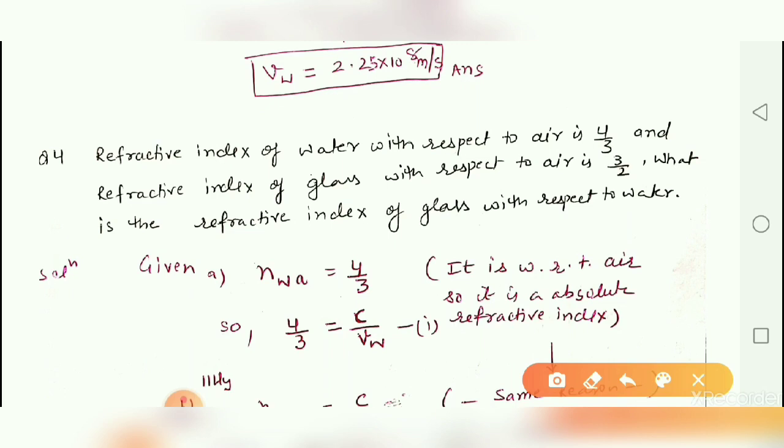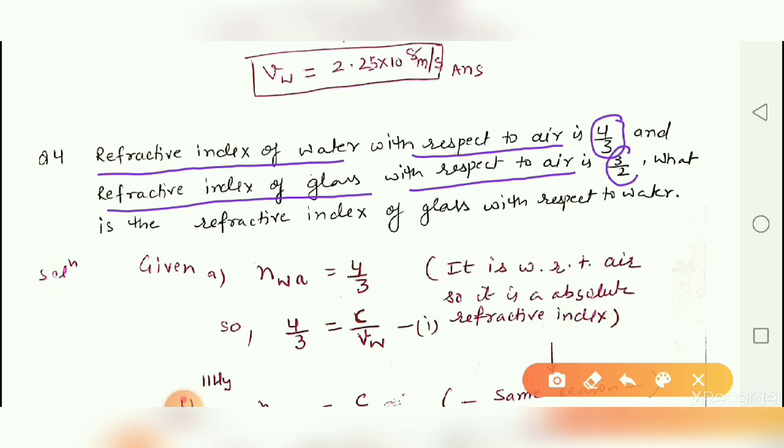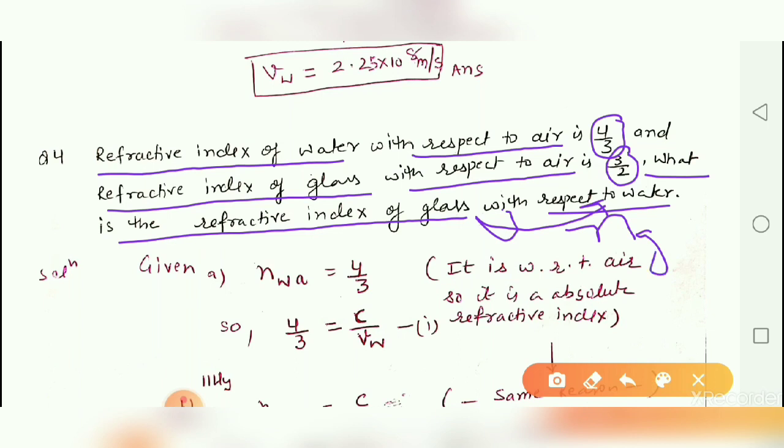The next question is the refractive index of water with respect to air. Again, it is an absolute refractive index, that is 4 upon 3. Similarly, the refractive index of glass with respect to air is 3 upon 2. This is also the absolute refractive index. Now, what is the refractive index of glass with respect to water? We have to find the refractive index of glass with respect to water. Now let us proceed with this question.